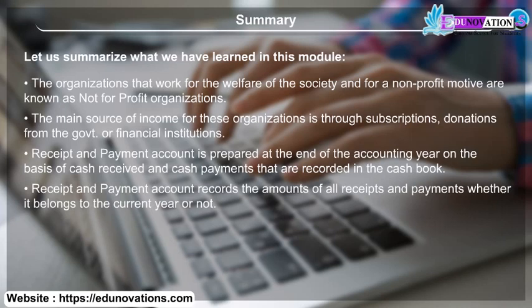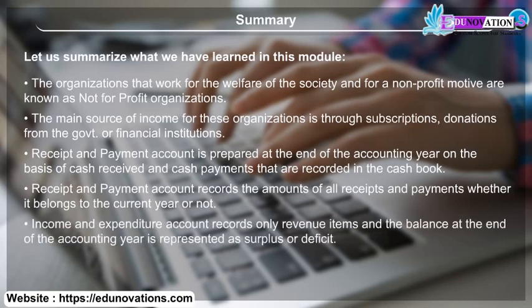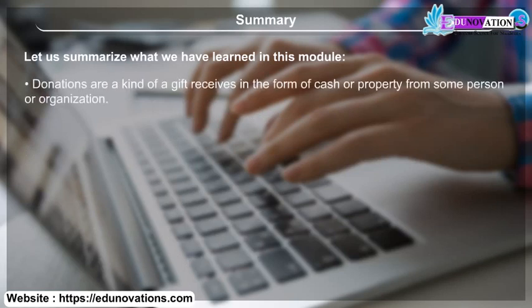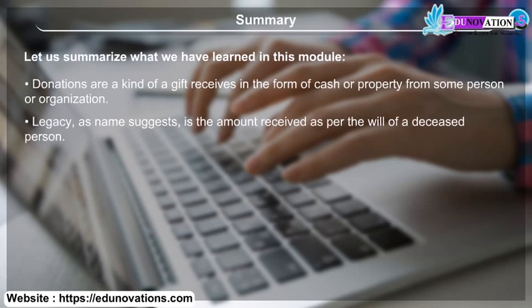The receipt and payment account records the amounts of all receipts and payments, whether they belong to the current year or not. The income and expenditure account records only revenue items, and the balance at the end of the accounting year is represented as surplus or deficit. A balance sheet is prepared by a non-profit organization to know the financial position of the organization. Donations are a kind of gift received in the form of cash or property from some person or organization. Legacy, as the name suggests, is the amount received as per the will of a deceased person.